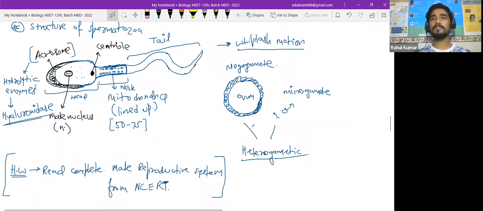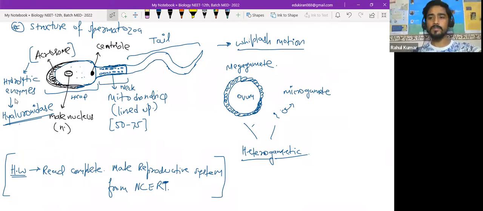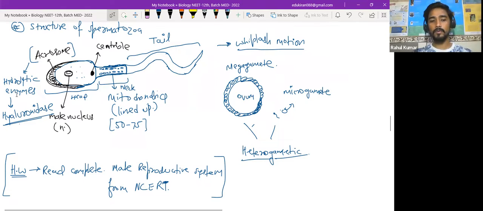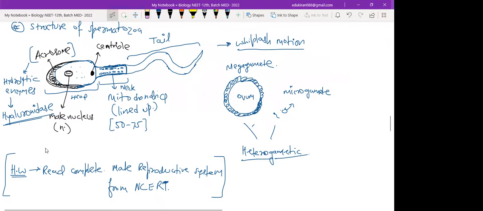So these are some things whose details are important for your entrances. And even in your boards, even if your concepts are clear, you write the answer clearly, stating things, then you will get marks. But it's good to include these words because they will make your answer more technical and no loophole will be there for any examiner to reduce any marks. Also, we talk about how humans are heterogametic. The sperm is known as the microgamete and the ovum is the megagamete.